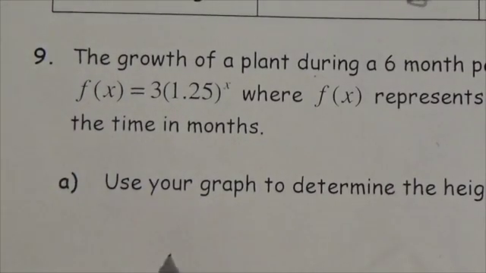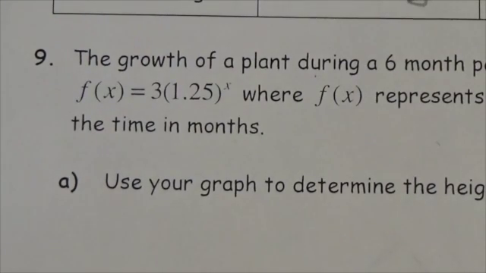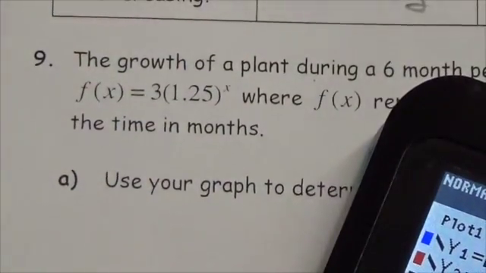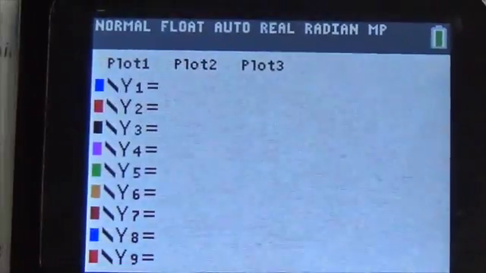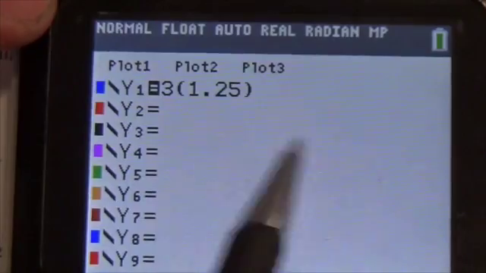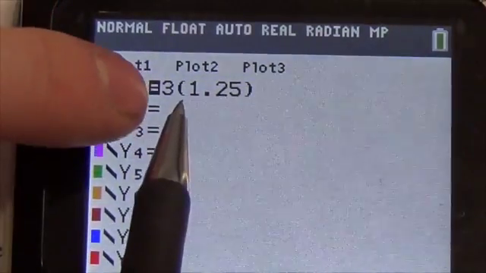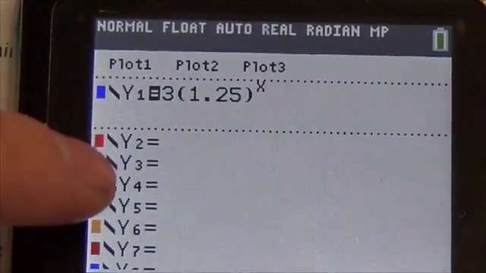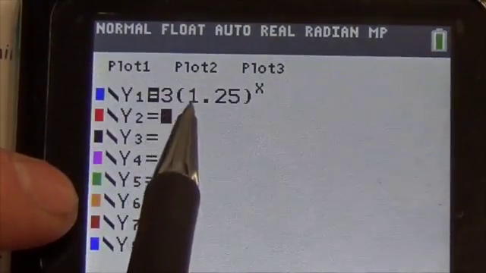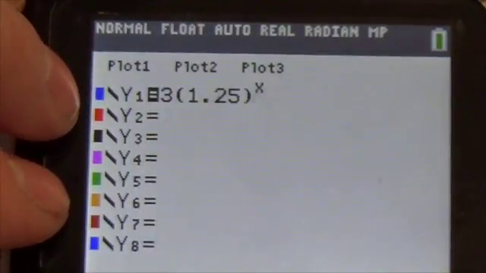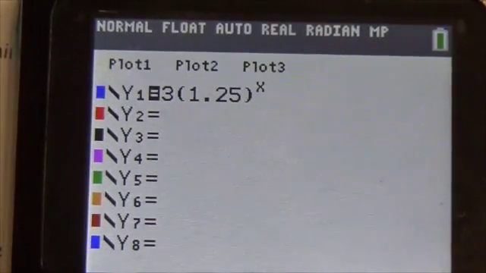So in this question here, the first one tells us to use our graph to determine the height of the plant to the nearest centimeter at the end of the 4th month. So what we want to do here is take this function and plug it into our calculator. So 3 times 1.25 to the x. So 3, and we'll go 1.25. And I'm separating that with parentheses because the calculator will understand me if I then take this to the power of x here. Press enter. The calculator will understand that the multiplication by that 3 is going to happen after that. So it will get the order of operations correctly here.